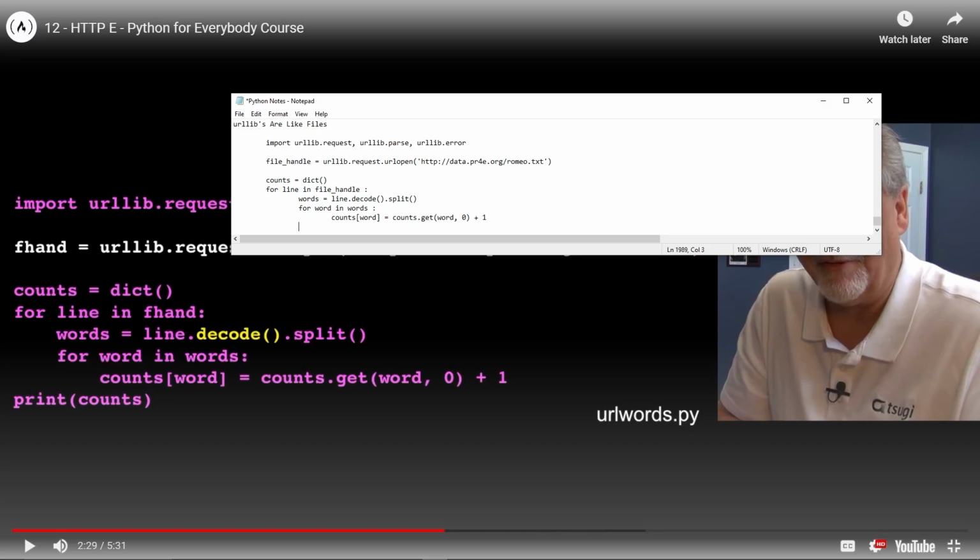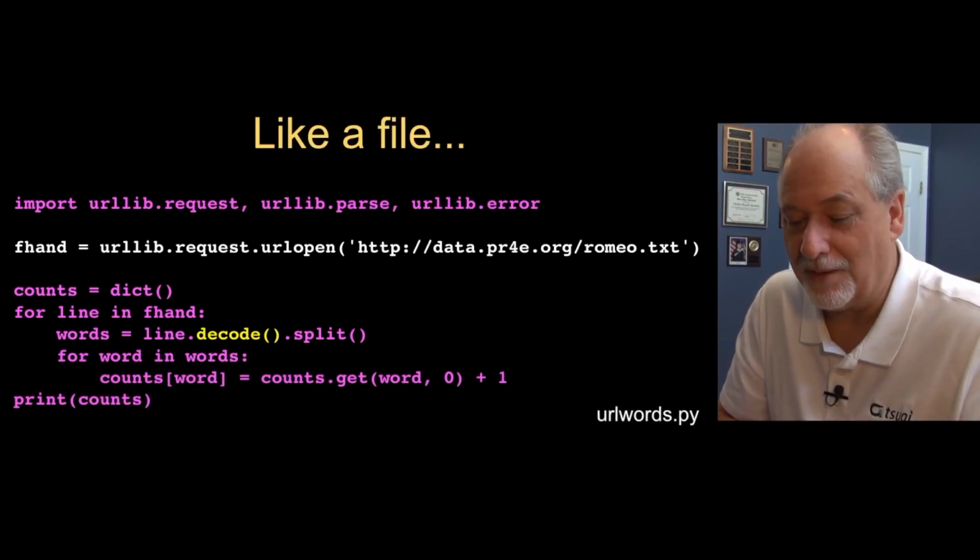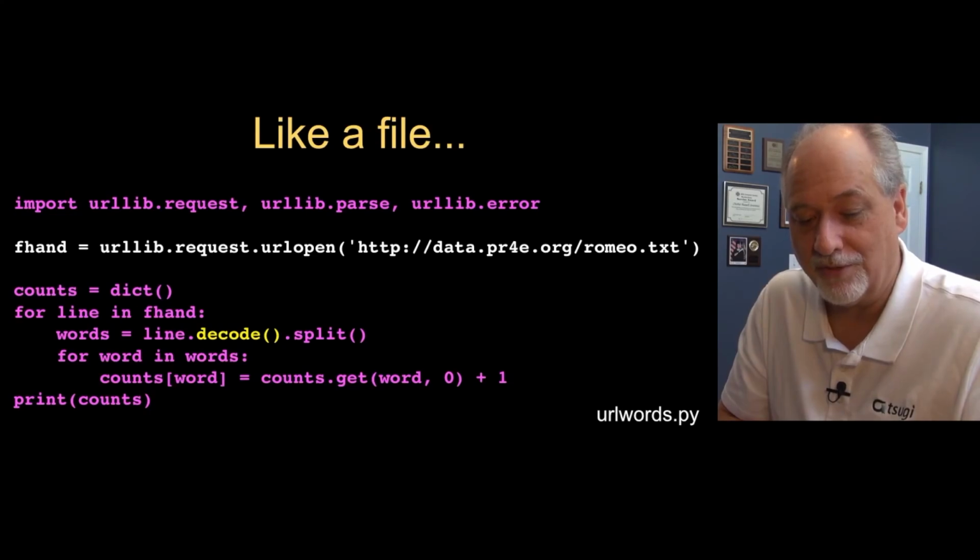That's how that works. And then outside of this for loop and outside of this for loop, we're going to print counts. Boom. Just like that. And this will get us the counts of the words in this Romeo and Juliet snippet. You just have to remember to do the decode bit when you treat it like a file.